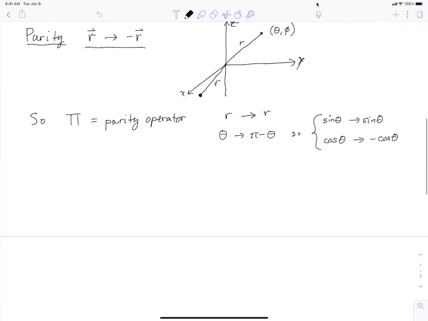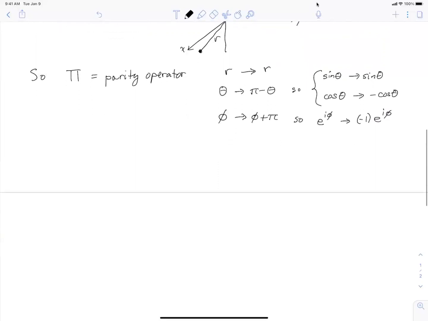The other thing that happens when I flip the position is that phi is getting replaced by phi plus pi radians. And what that amounts to for our purposes, because the spherical harmonics always have powers of e to the i phi, is that e to the i phi is getting replaced by minus 1 times e to the i phi.